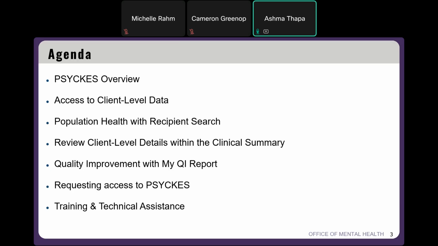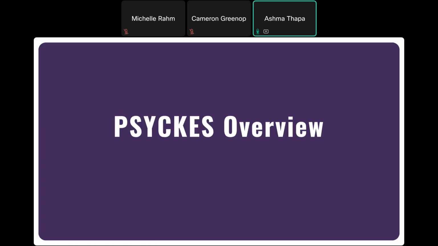So we also wanted to dedicate some time on how you or additional staff members from your agency can gain access to the PSYCKES application. We will then end the training webinar by providing you additional information regarding our PSYCKES resources, as well as provide you contact information of our PSYCKES help desk. We will also leave time at the end to answer a few questions on air. All right, so without any further ado, let's begin today's webinar with PSYCKES overview.